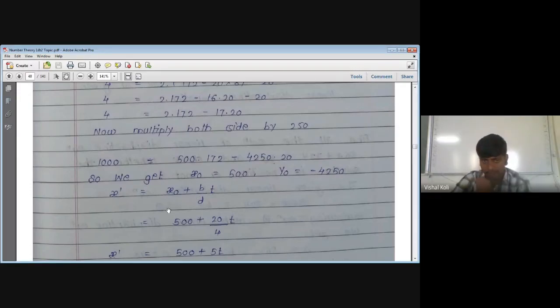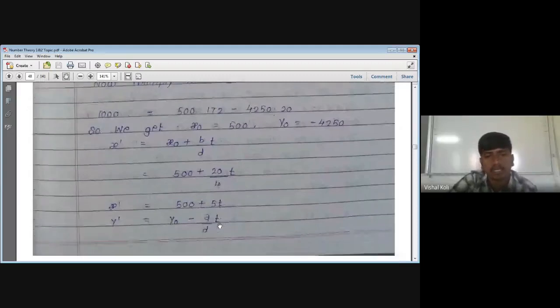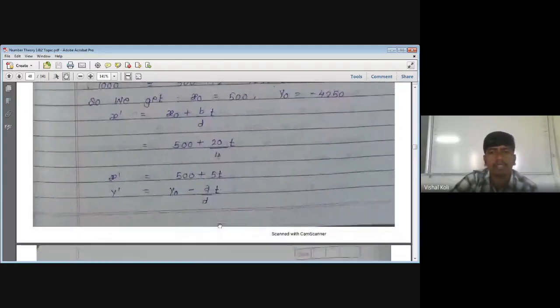Therefore x dash is nothing but x naught, which is 500, plus b, which is here 20, divided by d. D is the GCD, which is 4, into t. 20 divided by 4 is nothing but 5. Therefore x dash is nothing but 500 plus 5t. Similarly y dash is nothing but y naught minus a upon d into t.